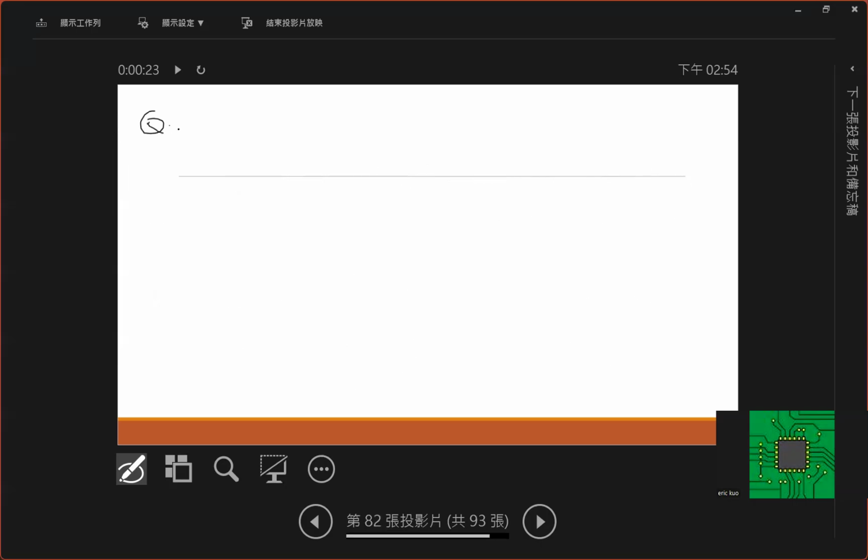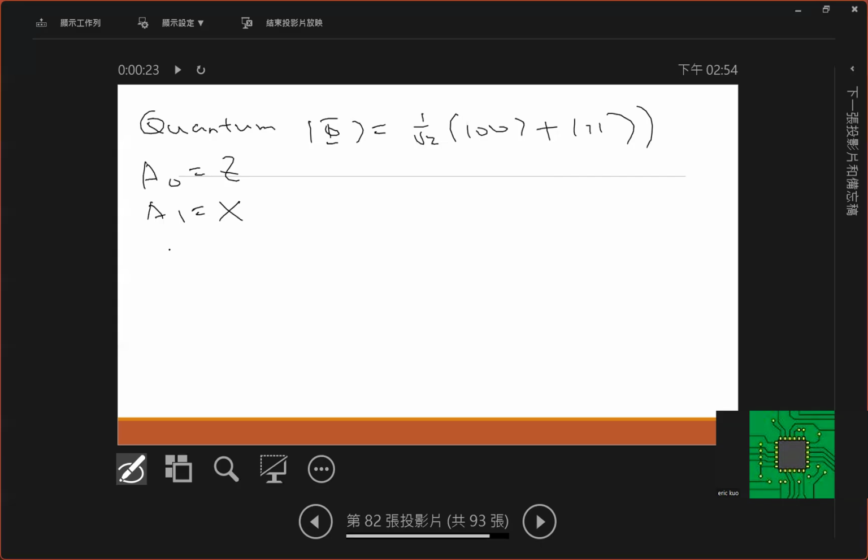Okay, so for the quantum case, I think everyone knows about this. Let's say there is a state psi, which is this. Let's say Alice chooses A0 to be Z and A1 to be X. Let's say B0 is X plus Z divided by square root of 2, and B1 is Z minus X divided by square root of 2. It's easy to check that these all square to 1, and these are all Hermitian.